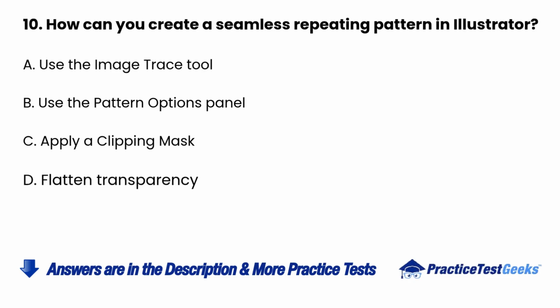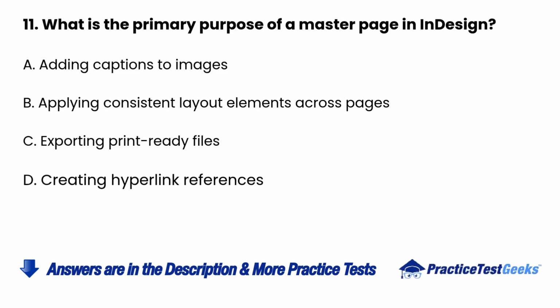10. How can you create a seamless repeating pattern in Illustrator? A. Use the Image Trace tool. B. Use the Pattern Options panel. C. Apply a clipping mask. D. Flatten transparency.